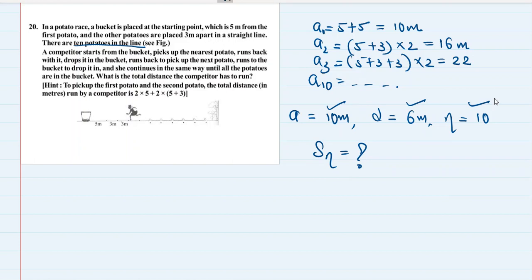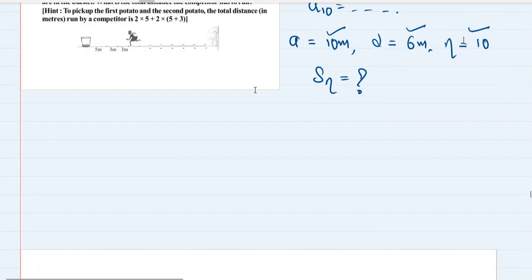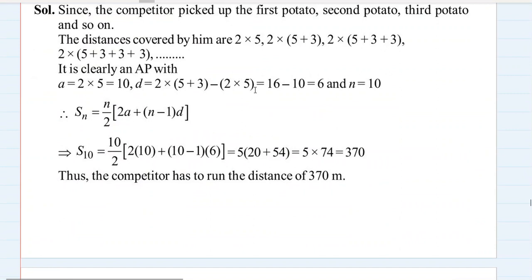So I have explained how the question goes. You have to just solve it so that your application of AP becomes complete. Please do it and we'll see the answer in a moment. Pause the video and solve it. Okay, I think you're done. Let's go ahead and check the answer. 370 meters is the answer. 370 meters is the total distance this competitor has to run.